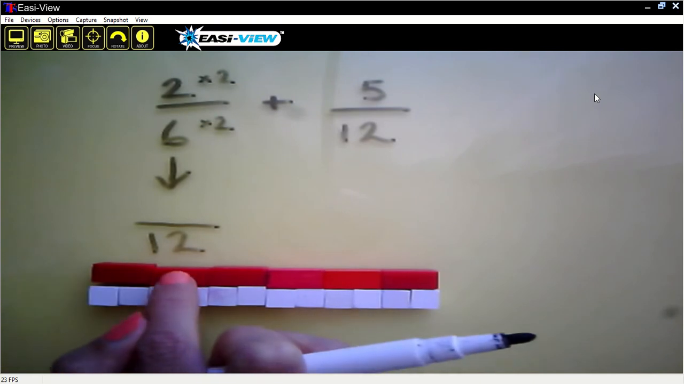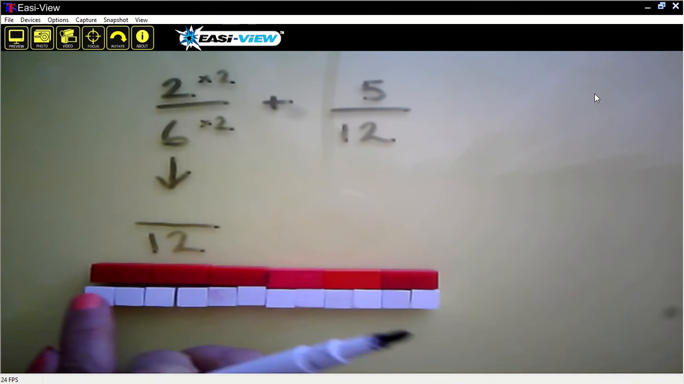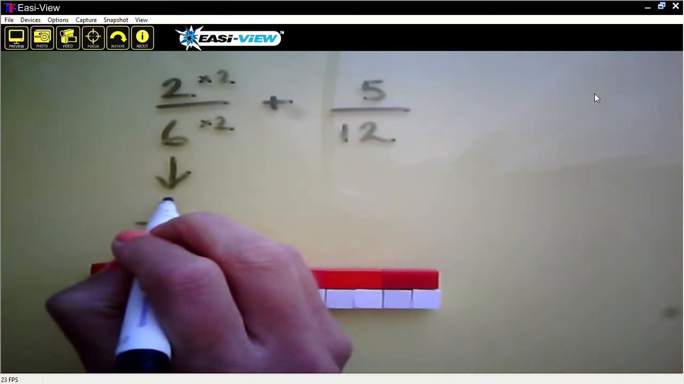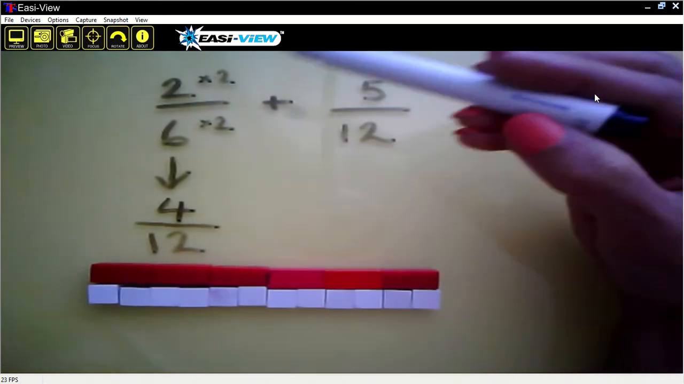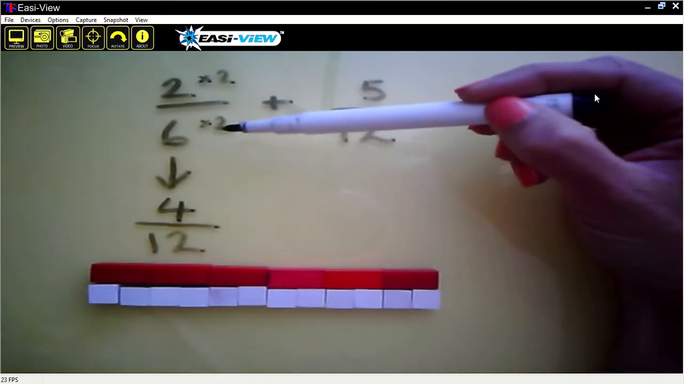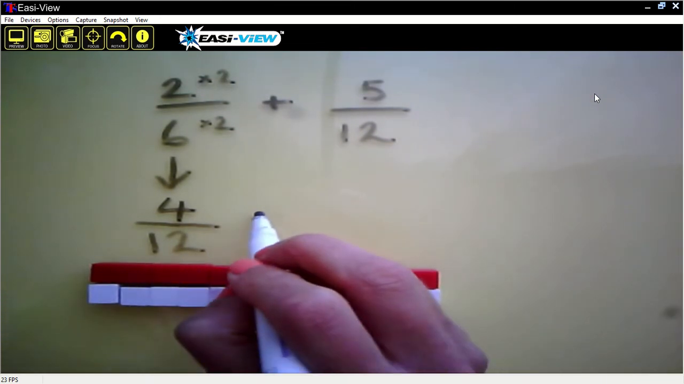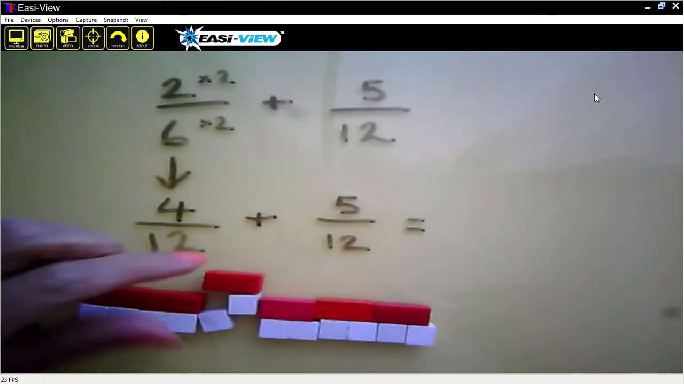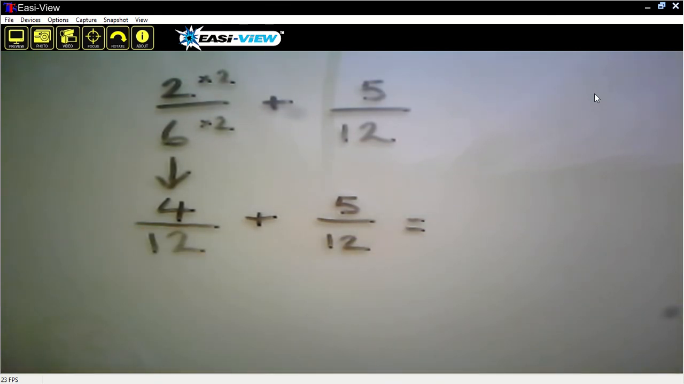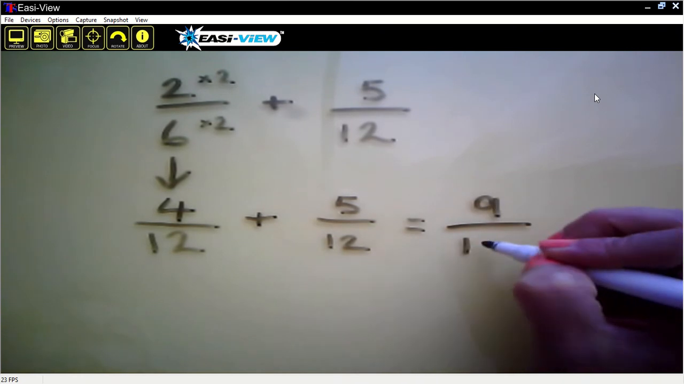So I can see I've got 1/6, 2/6, and I can see that I've got 1, 2, 3, 4 12ths, which is equal to 2/6. Now, does that fit what I've just showed you to do here? Is 2 times 2 4? Yes, it is. So there's your proof that whatever you multiply your denominator by, you also multiply your numerator by. Okay? So I've got 4/12, and I can add my 5/12 now, and I can do that without using my counters. I can do that without using my rods because I've got a common denominator, which means I can just add my numerators. Denominator does not change because they're still 12ths. I have 9 12ths.